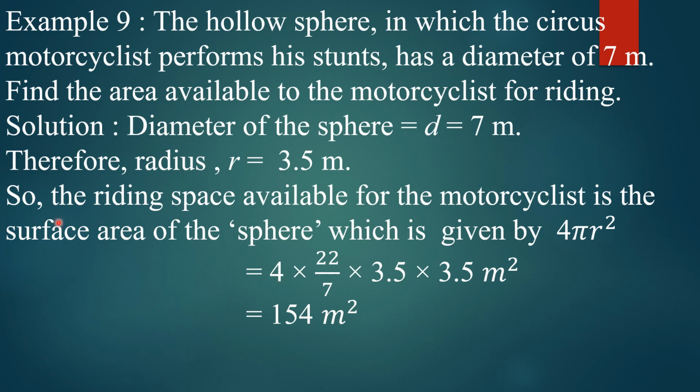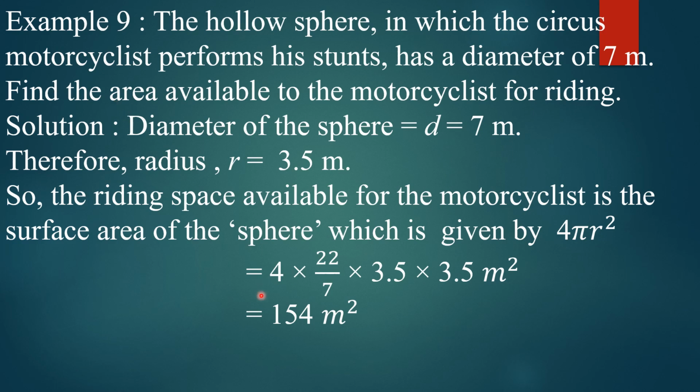Right. So the riding space available for the motorcyclist is the surface area of the sphere, which is given by 4 pi r square. Do you remember this formula, my children? Surface area of a sphere. Yes, 4 pi r square. This is also not given directly. Okay, my children, find the surface area of a sphere. We have to understand the question well, and we have to identify which was asked.